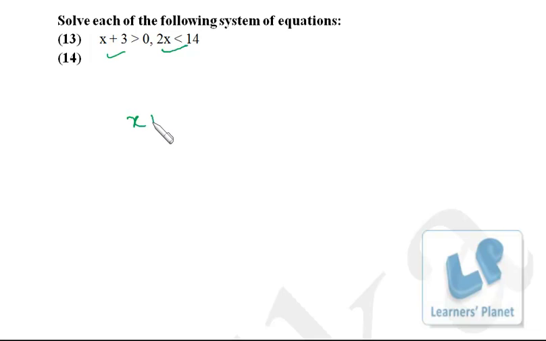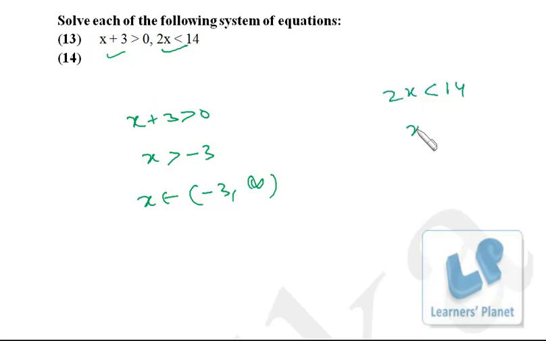So if x plus 3 is greater than 0, x should be greater than minus 3. That means x belongs to minus 3 to infinity, right? Similarly, 2x is less than 14. That means x is less than 7. That means x is minus infinity to 7. Now this is a very big range, and this is also a very big range, right? But we have to have an x that satisfies both the relations, right? Here x is between minus 3 to infinity, here x is between minus infinity to 7, right?